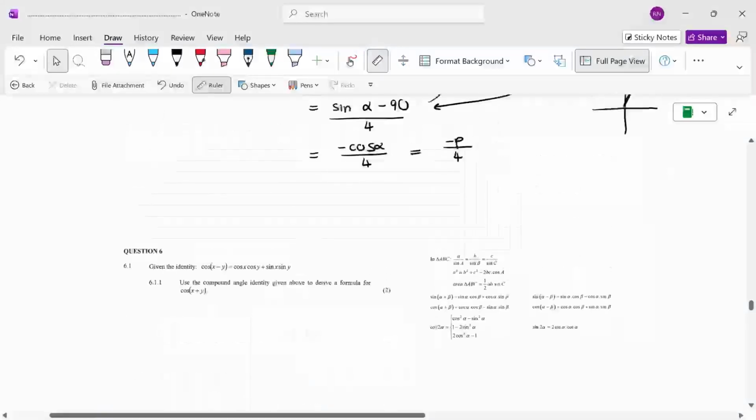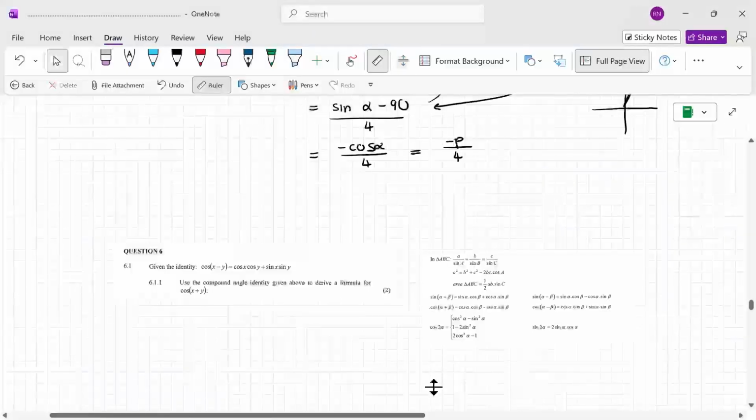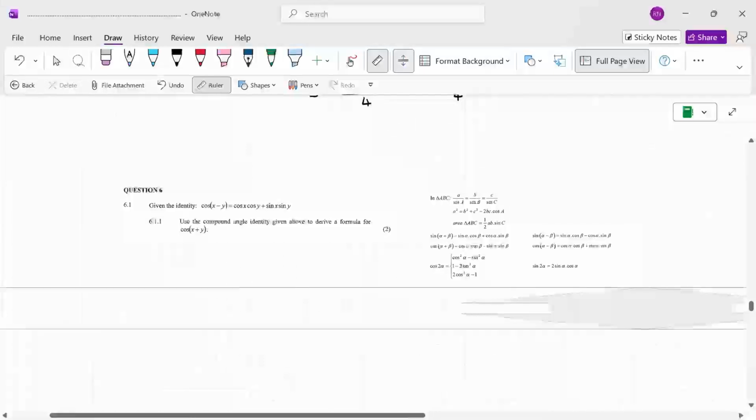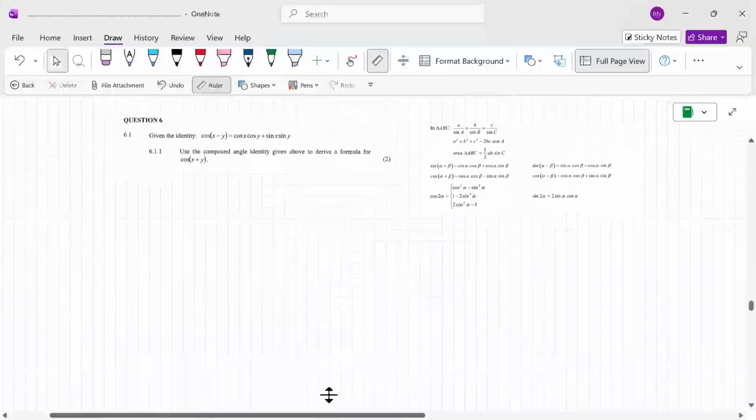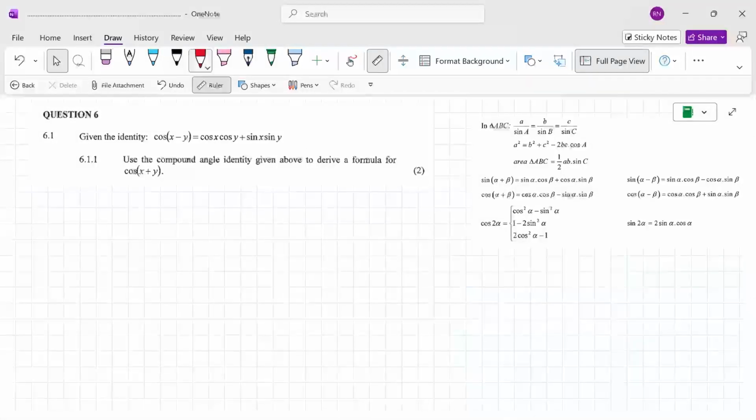Okay. Then we have this question over here. We are told to use the compound angle identity to derive a formula for cos of x plus y. So you're given cos of x minus y, and they want you to find, make an identity for cos of x plus y. We already have that in our formula sheet.